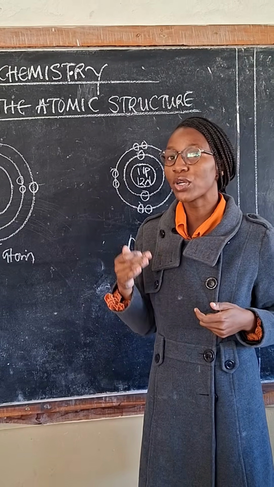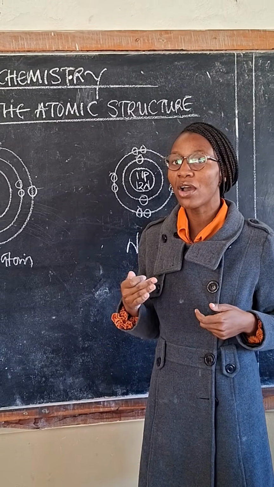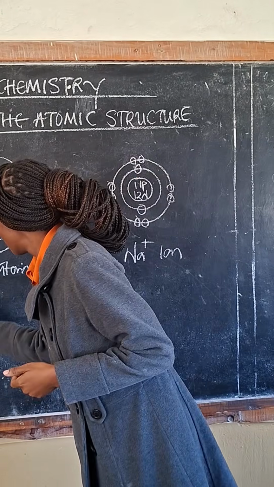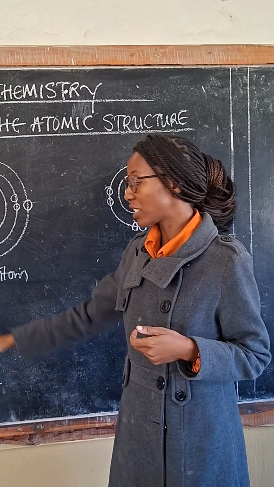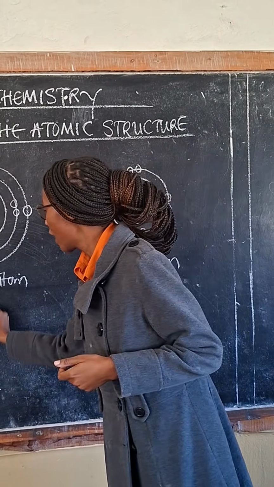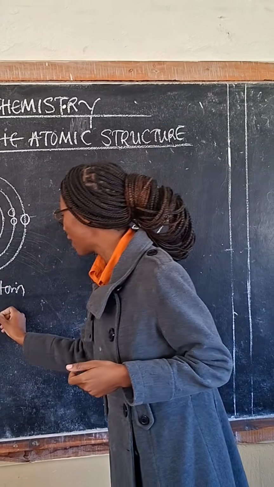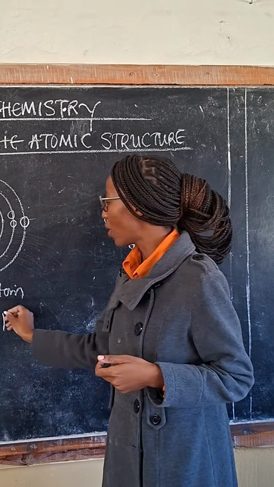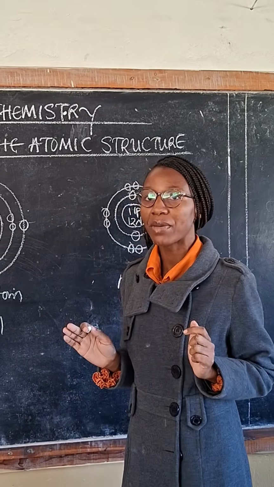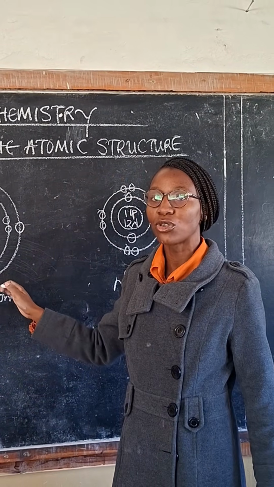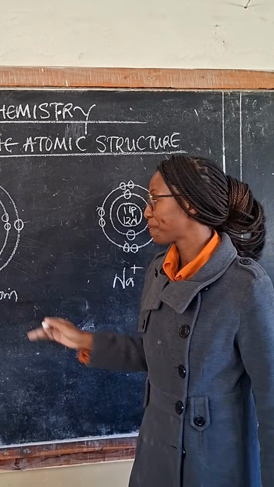So we know that protons are positively charged while electrons are negatively charged. Since the electrons are negatively charged and they are 11, we write it this way, and the protons are positively charged and they are also 11, we write it this way. So when we look at this, according to your mathematics, this gives us a 0. That is why we call this atom a neutral atom.